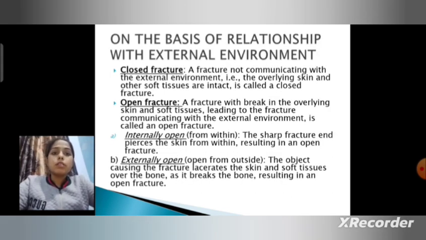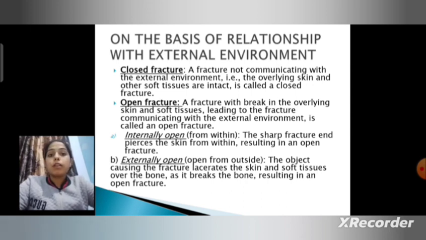Next classification is on the basis of relationship with external environment. According to this classification, fractures are classified into closed fracture and open fracture. Closed fracture is a fracture not communicating with the external environment, that is, the overlying skin and other soft tissues are intact. And open fracture is a fracture with a break in the overlying skin and soft tissues, leading to the fracture communicating with the external environment.